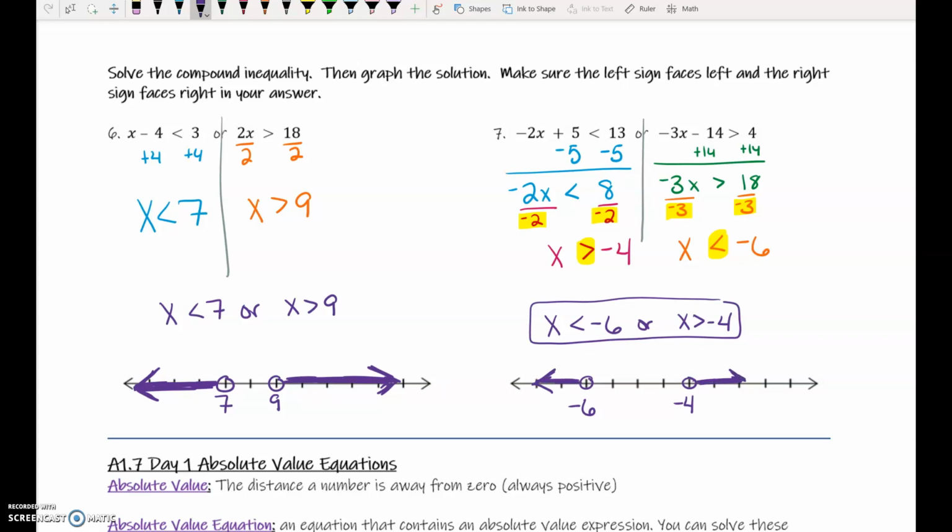A good rule of thumb is if you are doing OR inequalities and you end up graphing it, and this one goes this way, and the other one goes this way, and they run into each other, you probably did something wrong. So if you know it's an OR inequality and your graphs start running into each other, you might want to go back and check because maybe you did something wrong.